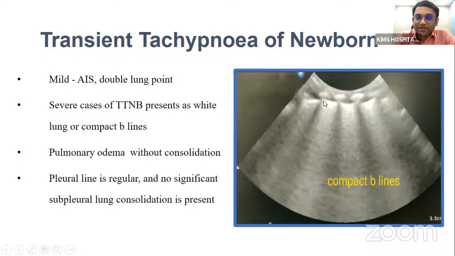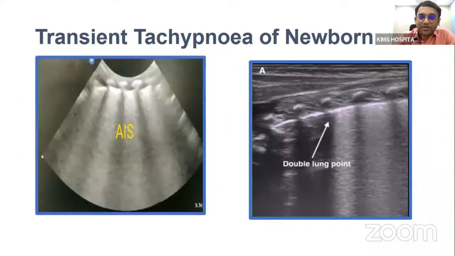So in TTN, the pleural line will be normal, and there won't be any subpleural consolidations or any consolidations in the lung parenchyma. We have a normal pleural line without any thickening, no subpleural consolidations, and no consolidations or hepatizations in any part of the lung. We just have alveolar-interstitial syndrome, or a whiteout kind of lung without any alteration of the pleural subpleural space. And the majority of the time, there will be a double lung point.